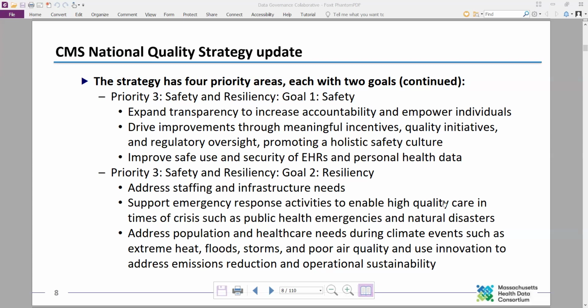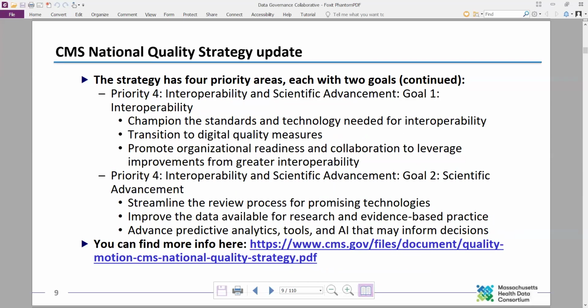All right, well, then let's go on to the last one, which includes interoperability. So, interoperability and scientific advancement. So here they're talking about, again, nothing new, but pushing standards and technology for interoperability, the transition for digital quality measures, which they've been talking about fairly consistently for two years now.